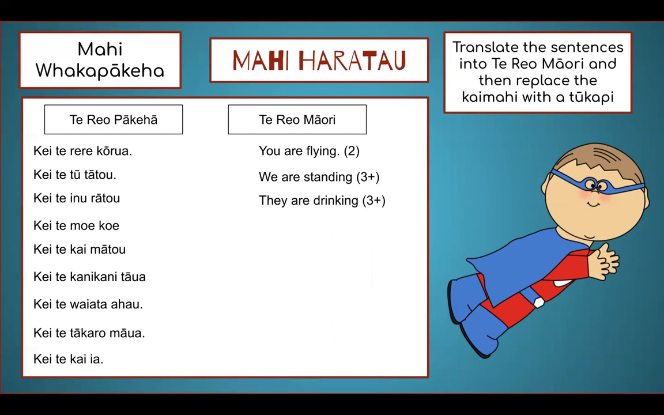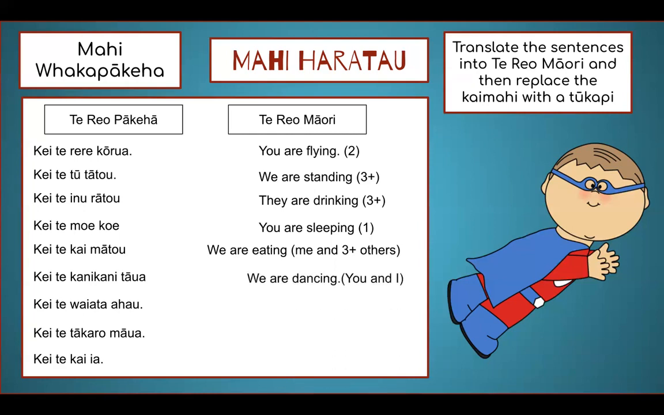Number 4, kei te moe koe, you are sleeping, to 1 person. Kei te kai mātou, we are eating, me and 3 others. Kei te kanikani taua, we are dancing, you and I. Kei te waiata ahau, I am singing. Kei te tākaro maua, we are playing. And the last one, kei te kai ia, he, she, or it is eating.